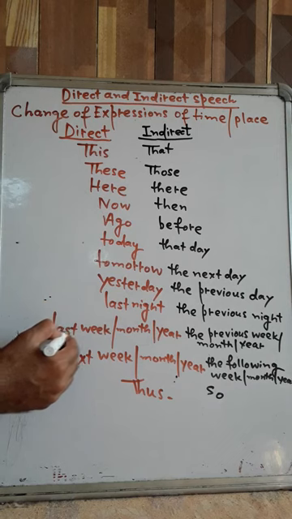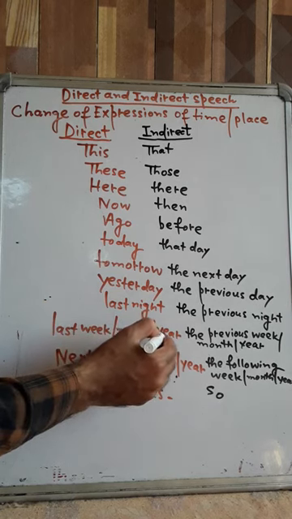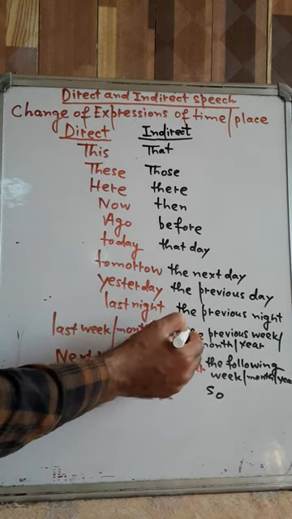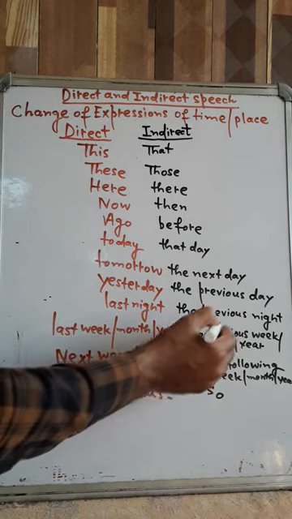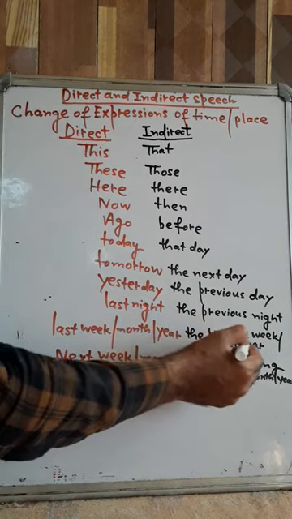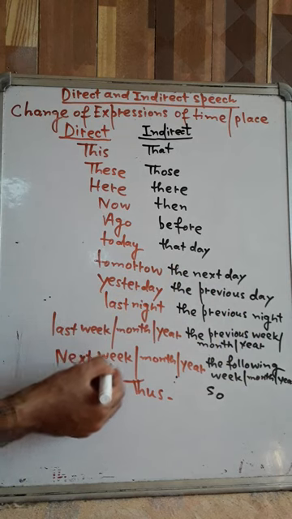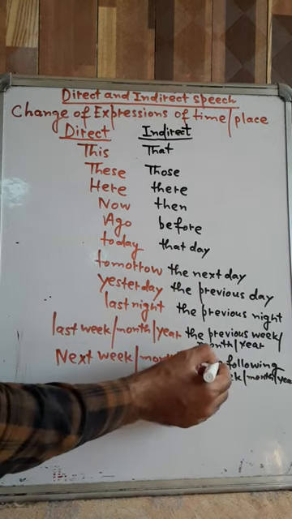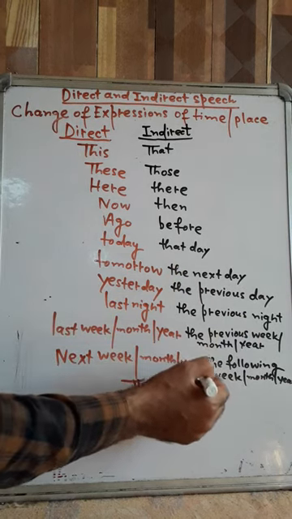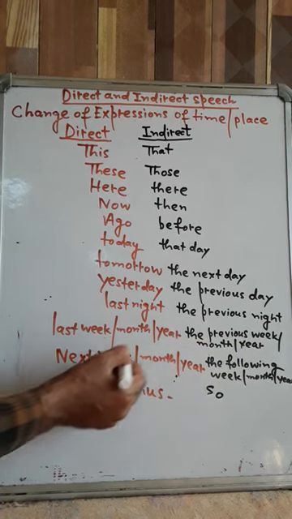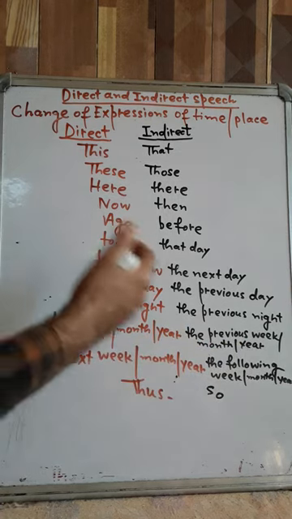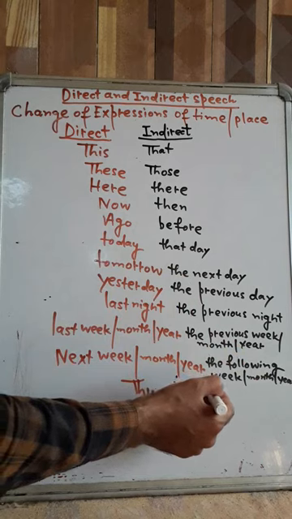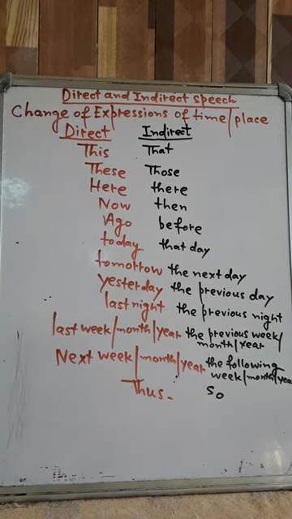Likewise, last week, month, or year, we can write in the indirect speech as the previous week, the previous month, or the previous year. Next week, month, or year, we can change it like this: the following week, the following month, or the following year. Thus is changed into so.